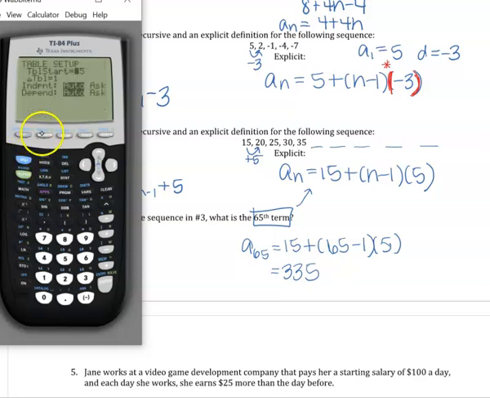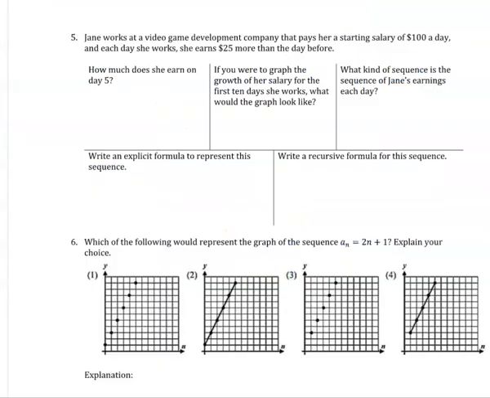Okay, now just for fun, let's reset this. Table start, I'll go back to 1. There we go. So yeah, you can jump around your table using that second window feature. All right, on to the last page of our notes for today.